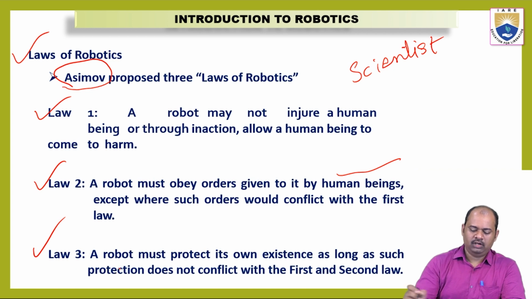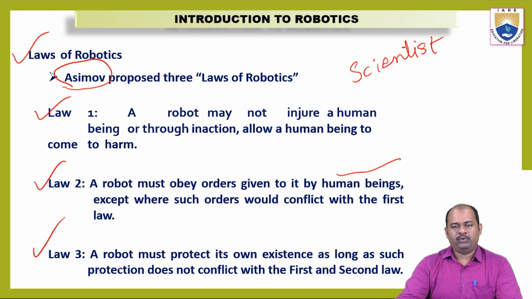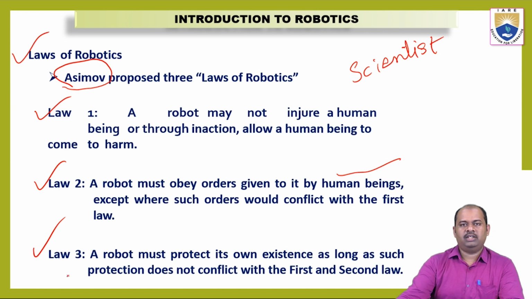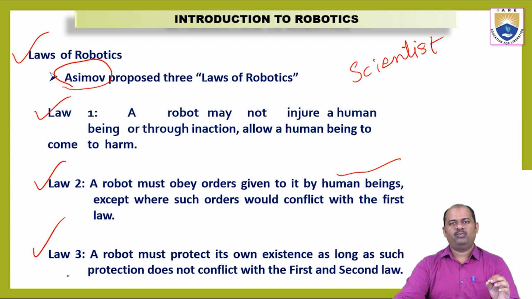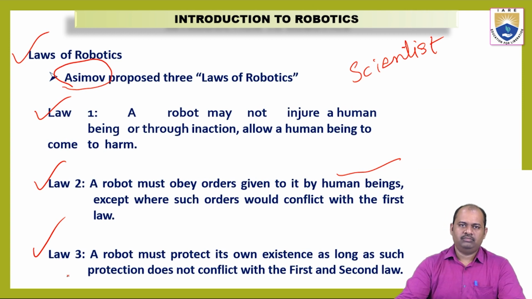And then, third law. A robot must protect its own existence as long as such protection does not conflict with the first and second law. So the third law states that the robot should protect itself, unless it would overcome the first and second law. That means it cannot overcome the law of causing harm to a human being, and it cannot overcome the second law, that it should always listen to human beings. Okay.